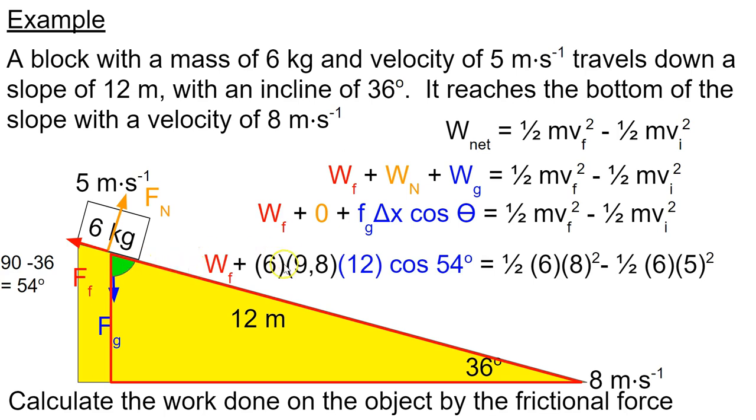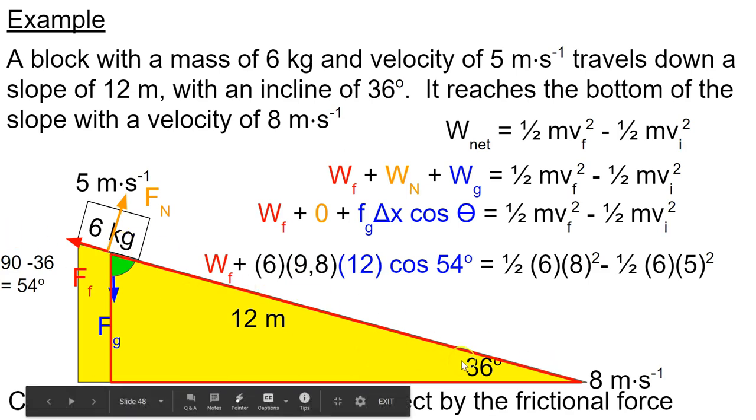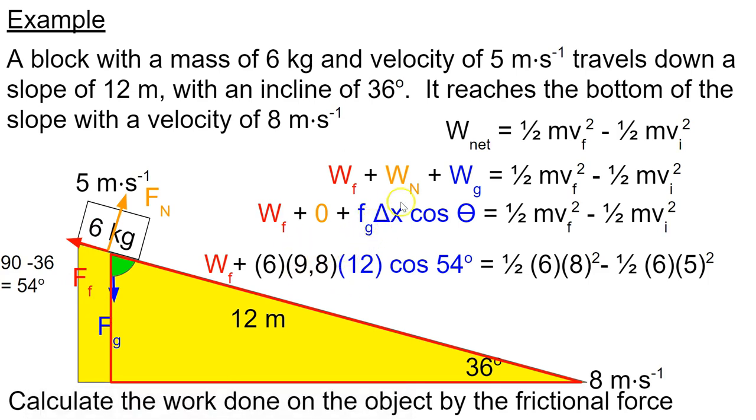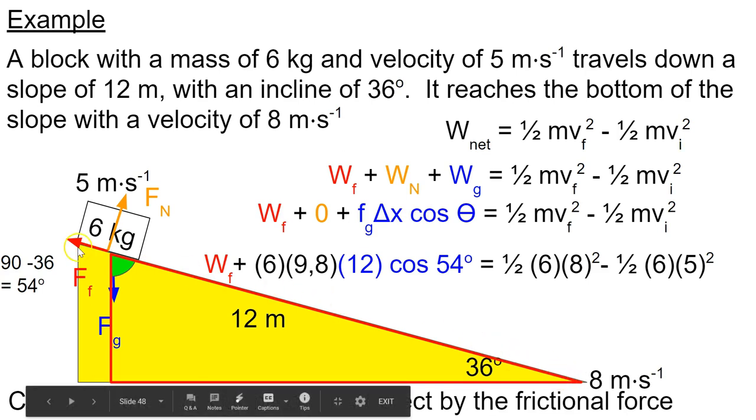So now I can fill in all this information with my gravitational force. What is the size of my gravitational force? It is my mass times gravitational acceleration times the distance that this one is traveling, cos of 54 degrees. Remember, I can calculate the work done with the gravitational force if I have the height, but I don't have the height now. So now I need to calculate the work done by the gravitational force using this distance that I do have. If I had the height, I could just write it in like that.